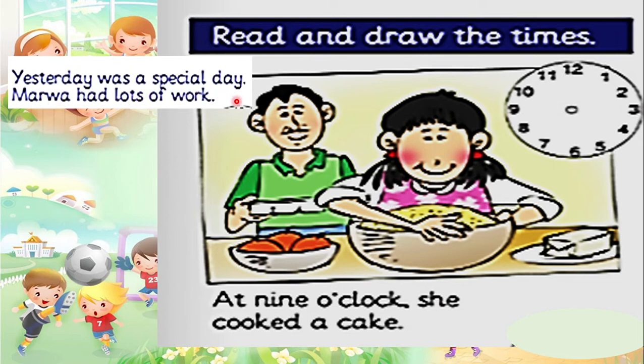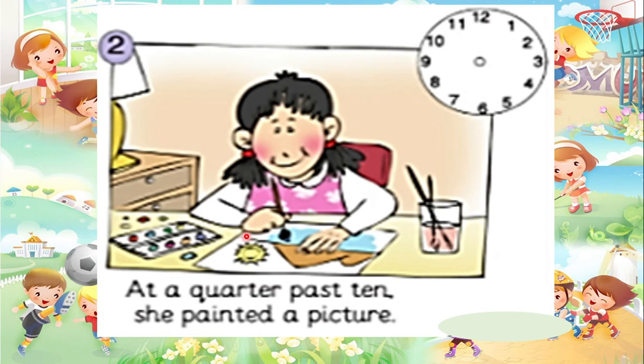Yesterday was a special day. Marwa had lots of work. At 9 o'clock, when they say 9 o'clock or when they say o'clock, the long hand of the clock points to 12. This is o'clock. That means 0 0 minutes. There are no minutes. And the short hand points to 9. 9 o'clock.